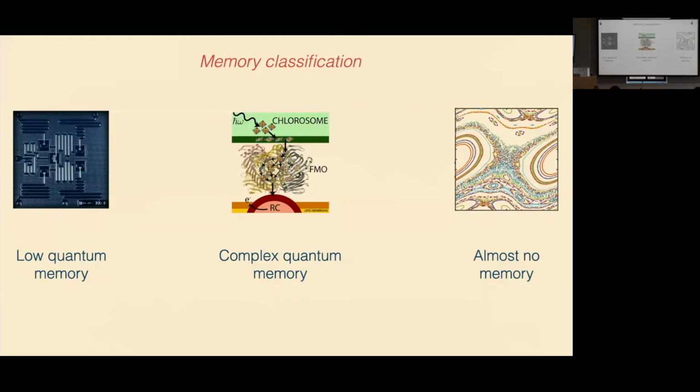And you have something very similar. So quantum computers, they're pretty good devices. They have low quantum memory. It is quantum, but it doesn't have a huge amount of complexity. You have things like FMO and other exotic processes that various folks talked about yesterday. That is going to be somewhere in the middle. High complexity, takes effort to describe it. And then you have things like chaos. It's so complex that you'll get no memory. So I'll talk about three of these.